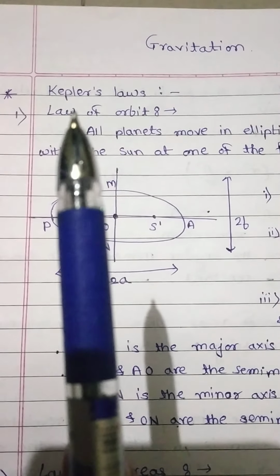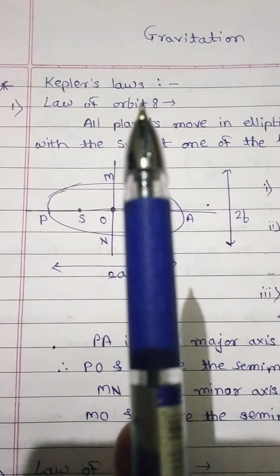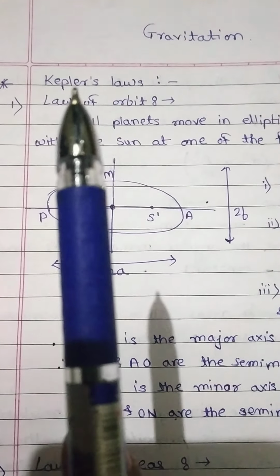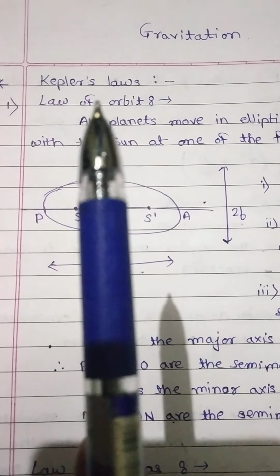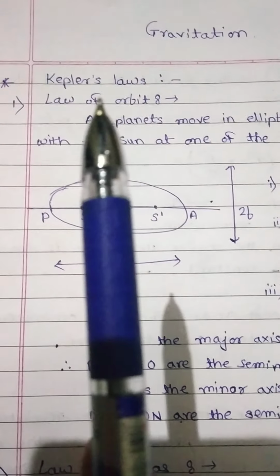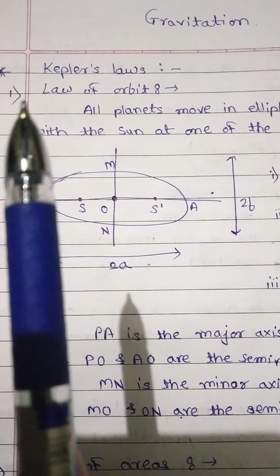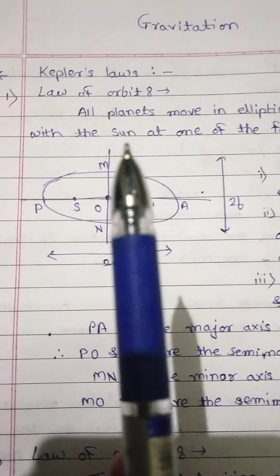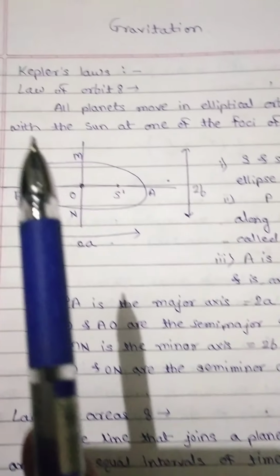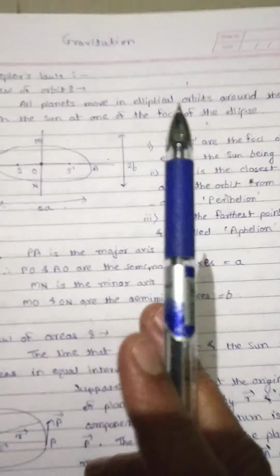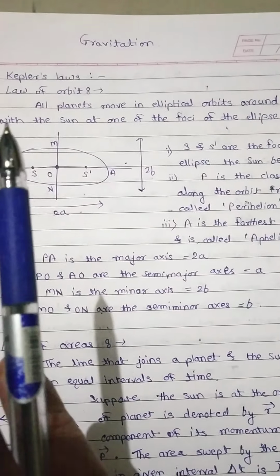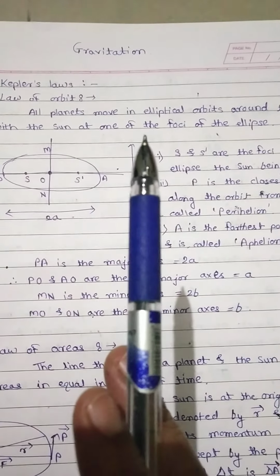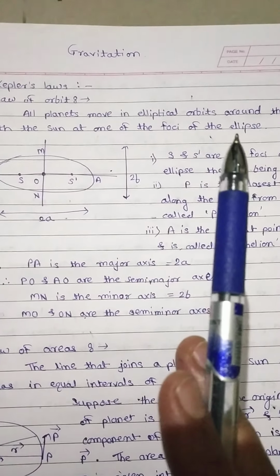The first point is Kepler's laws. Kepler is the scientist's name. He described laws, and the first law is the law of orbits. Statement for the law of orbits: all planets move in elliptical orbits around the Sun, with the Sun at one of the foci of the ellipse.